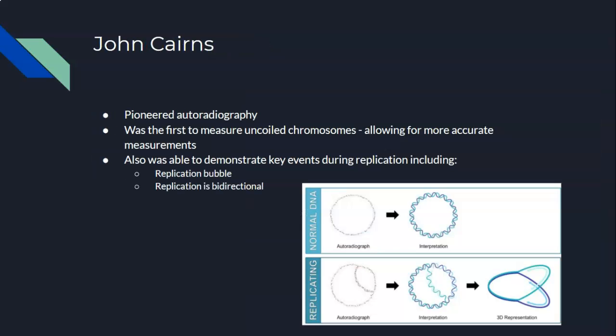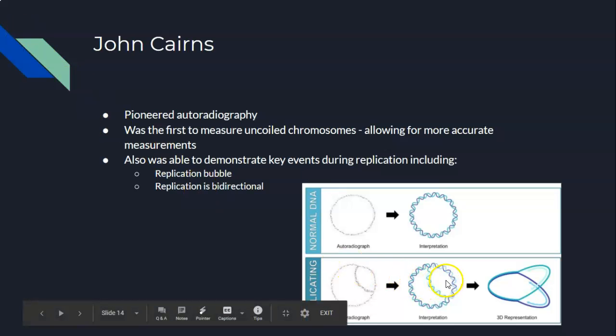Now, John Cairns is the person who is responsible for discovering autoradiography. He was the first to measure uncoiled chromosomes, which gave more accurate measurements. So this was like the beginning of understanding that there were different sizes of chromosomes. And he was also able to demonstrate some really big events during replication that we didn't know happened. Like during replication, there's a replication bubble that happens. And that's when you are replicating specific areas of the genome. And that replication is bidirectional, right? You have a leading and a lagging strand.